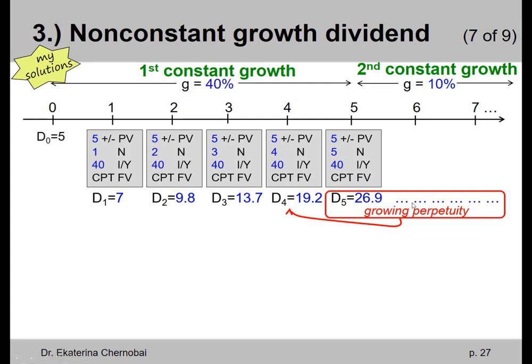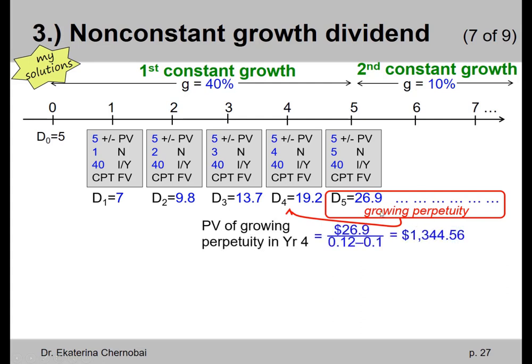So we have a growing perpetuity. Let's find its present value. Again, it will give us the answer 1 year before this dividend in year 5. So it will give us the present value 4 years from today, right? And the answer is, so you put in the numerator $26.90, and in the denominator you put 0.12 minus 0.1. 12 was a 12% discount rate, it was given. And 0.1 is the 10% constant growth rate in dividends after the 5th year, which is also given.